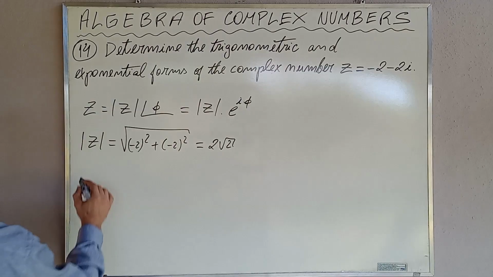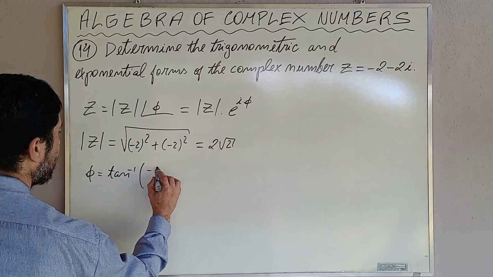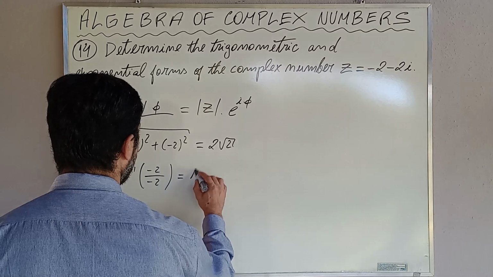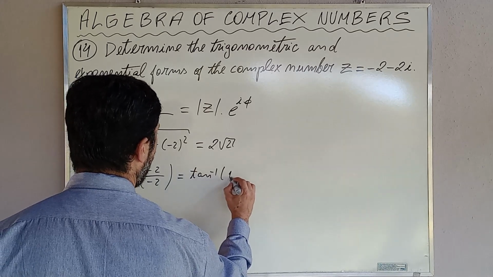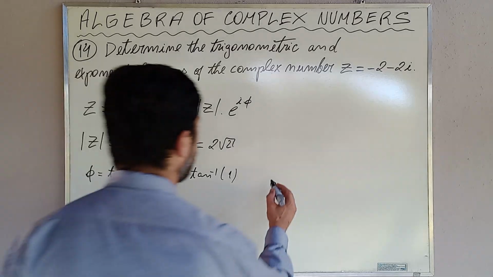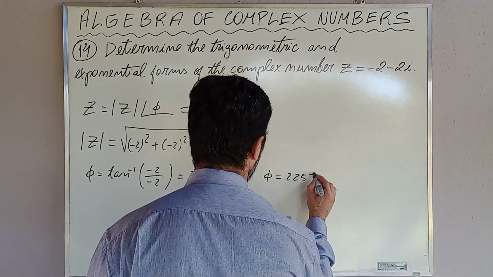How about the angle? The angle is the inverse tangent of negative 2 divided by negative 2, and this is equal to the inverse tangent of 1. Observe these results. Since the real and imaginary parts of the complex number in Cartesian form are negative, the point lies in the third quadrant. We therefore understand that the angle phi is equal to 225 degrees.